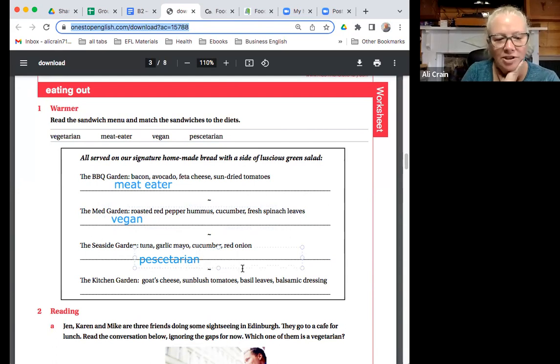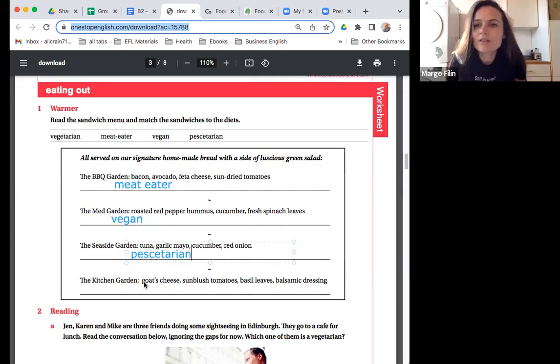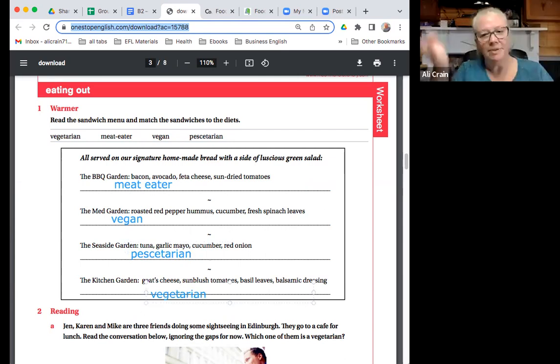So my question is, this next one should be the vegetarian, but it includes cheese. I think a vegetarian can eat cheese. Yes, because I don't know what I was thinking there for a second. But yes, you're right. It's vegans that don't eat the milk products. My brain stopped at vegan there for a second.